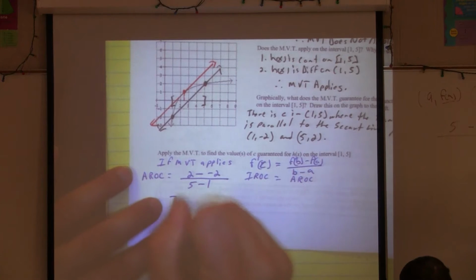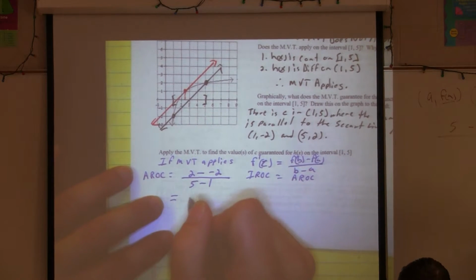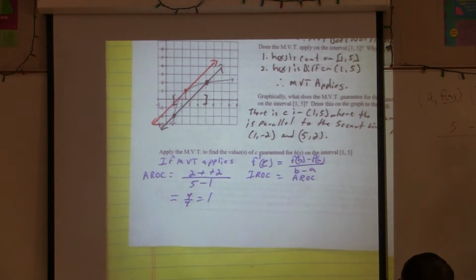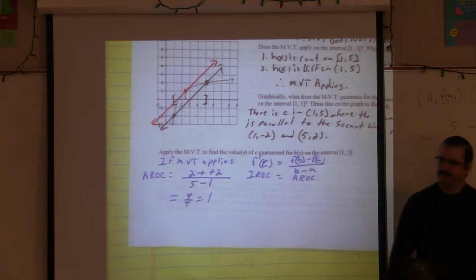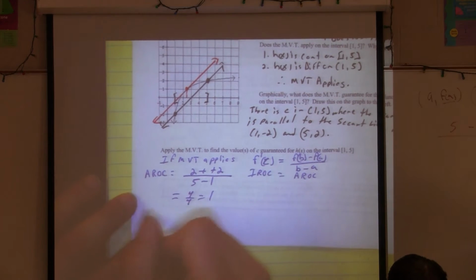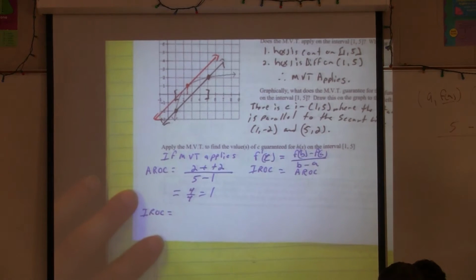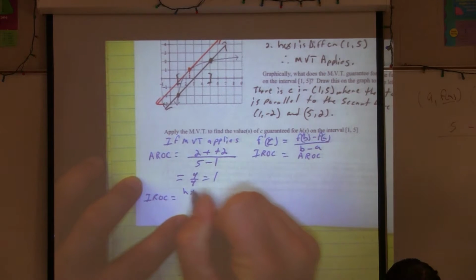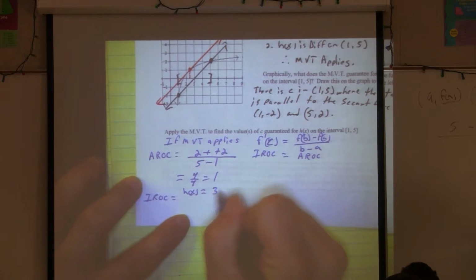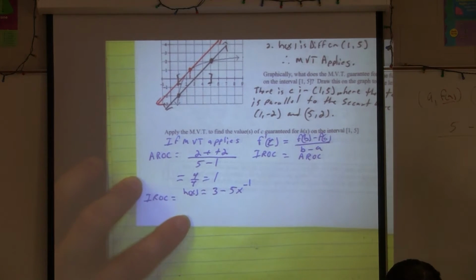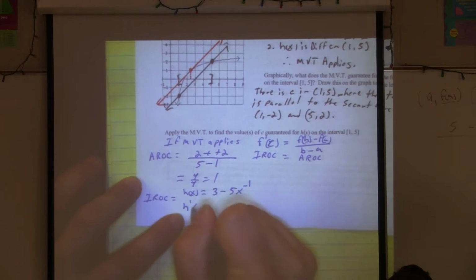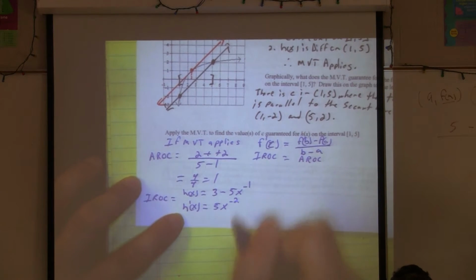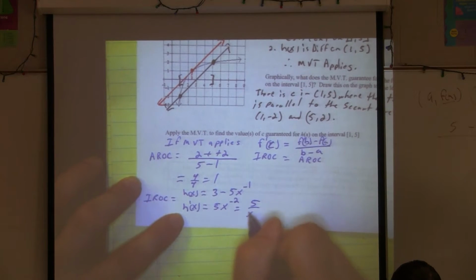Alright, so what do we get for the average rate? That becomes plus, so we get 4 over 4, right? Which equals 1. Alright, what else do we need? We need the derivative, right? So we can find the instantaneous rate. So what's my derivative? It'll probably be better if you rewrite h, right? So I'm going to write it as 3 minus 5x to the negative 1, so that way when I find the derivative, it makes it easier. So what do we get? 5x to the negative 2, which is really 5 over x squared.